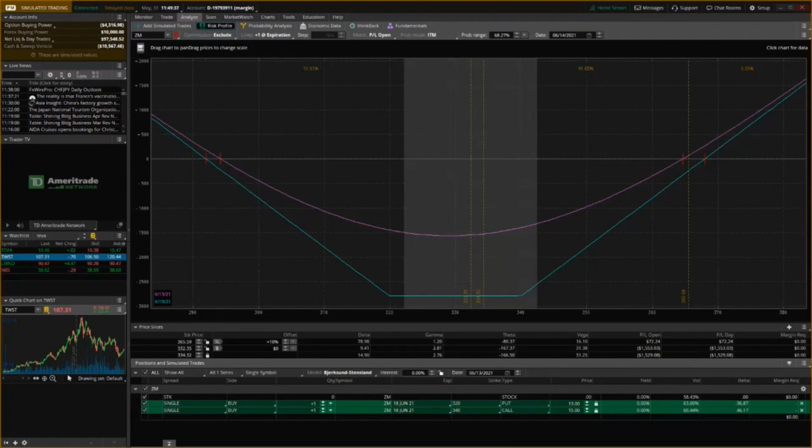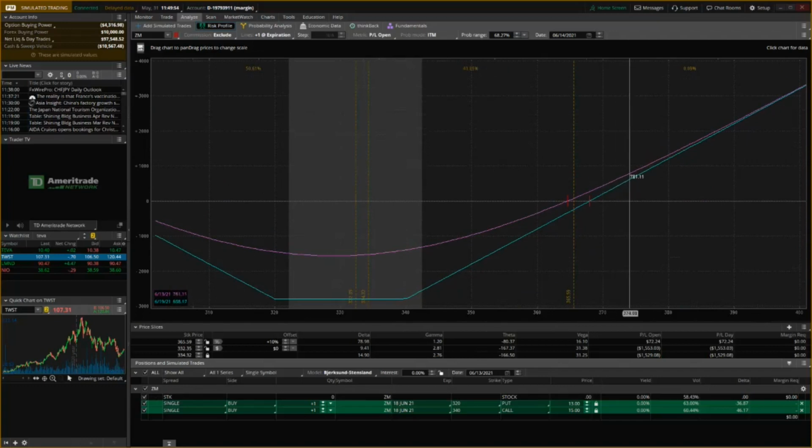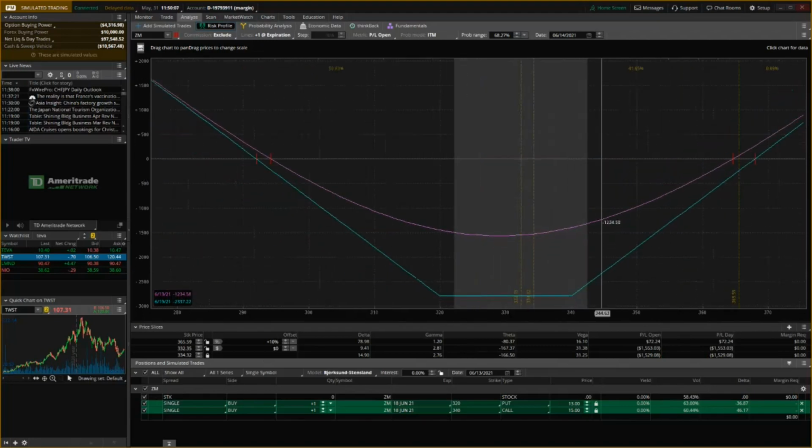Otherwise, we're going to lose our entire initial down payment for those two options. And it's pretty much $2,800. It's a lot of money. But on the other hand, once it moves above, we can make $1,000 if it makes it to 377, 378, and also on the other side.